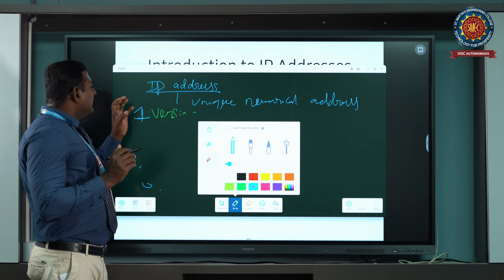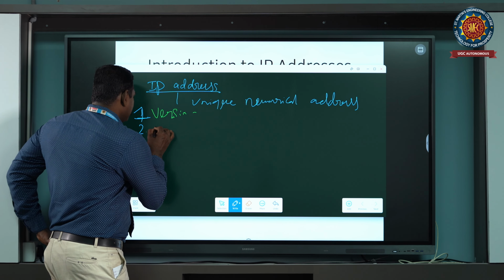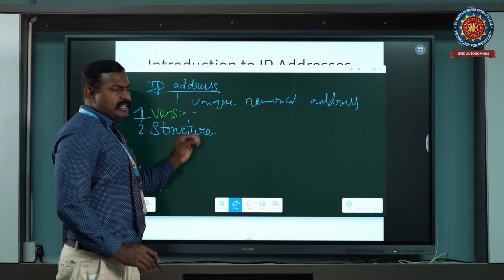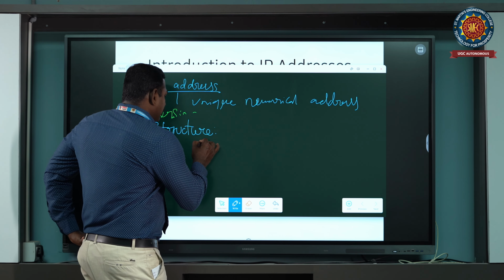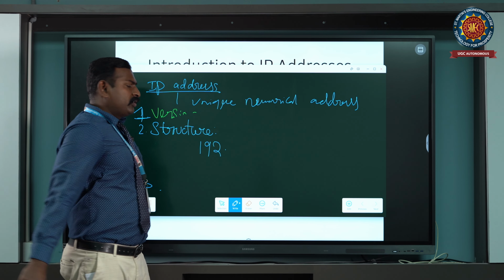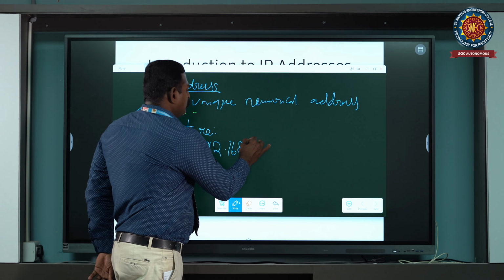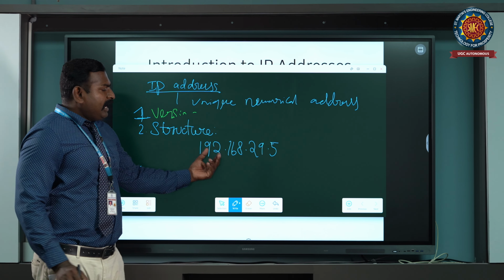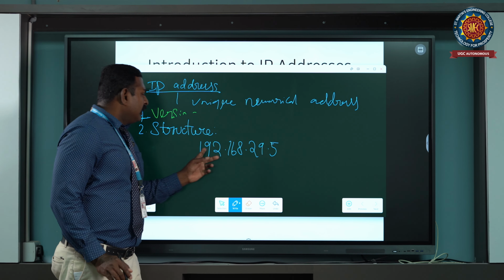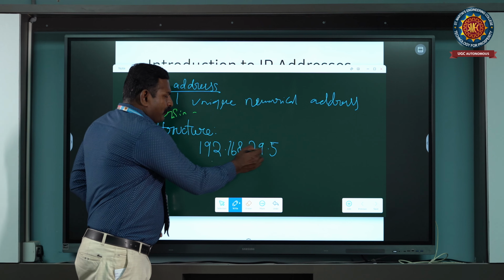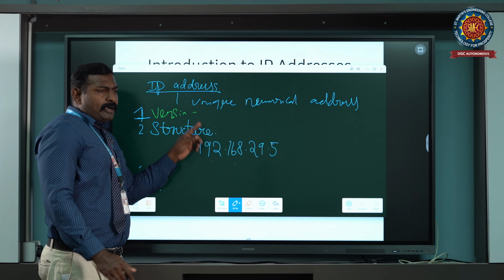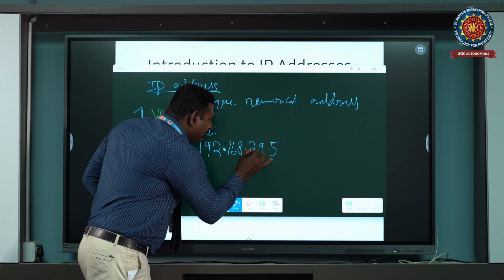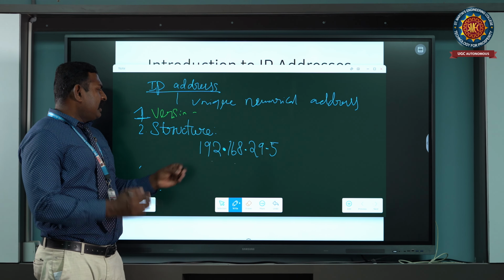Now we are going to talk about structure, how the numerical address should be. For example, I am writing 192.168.29.5. Likewise, the IP address should be. First octet, second octet, third octet, fourth octet. In between octets, compulsorily there should be a dot. This is important. Like that, we can get the IP address.